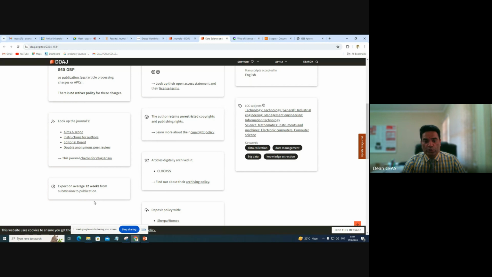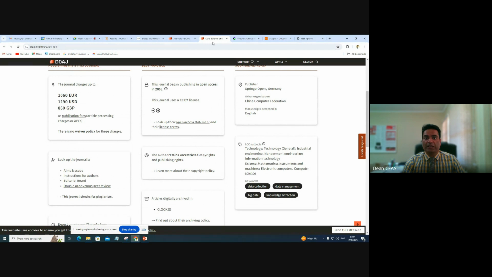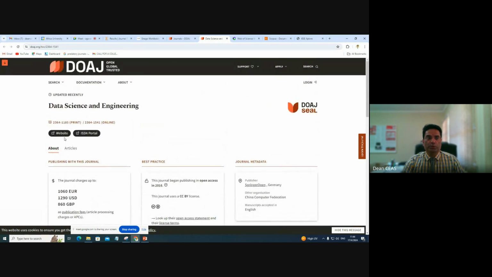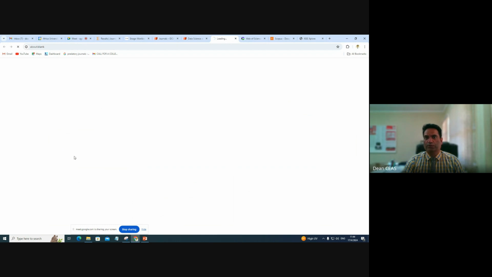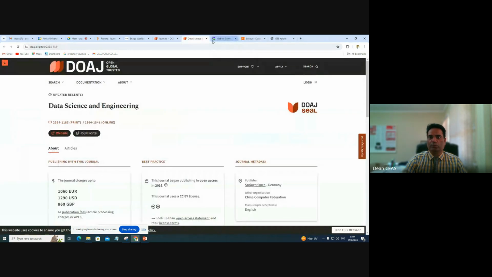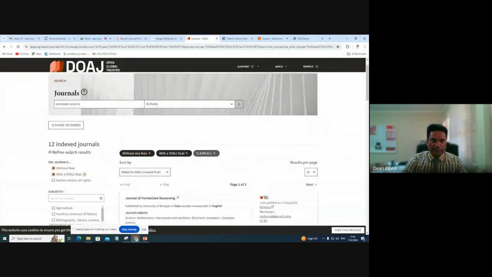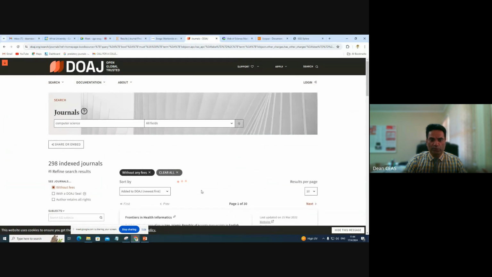You can see on this page how much time they need to publish your paper, and you can also go to the website of this journal. If you click on the website, it opens the journal's website. Data Science and Engineering is a Springer journal. Then you can start whatever you want. So instead of searching on Google, it is better to search on this website. Let me show you one very good thing.